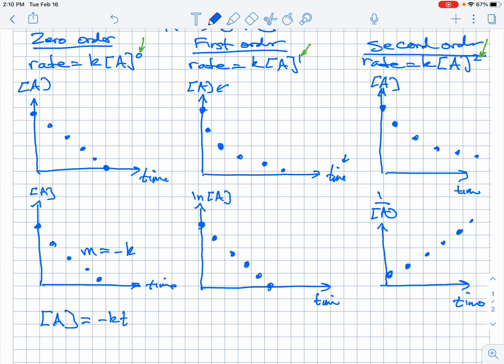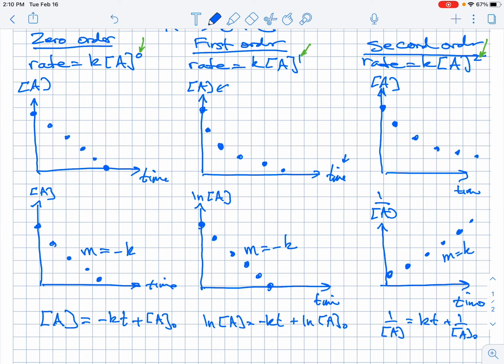So negative k times t, plus the initial concentration is going to be the equation for zero order. For first order, it's going to be the natural log of the concentration is equal to negative kt plus the natural log of the initial concentration. So now the slope of this line is again negative k. And for second order reactions, it's 1 over the concentration equals kt plus 1 over the initial concentration, right? So here the slope of this line is equal to the rate constant.